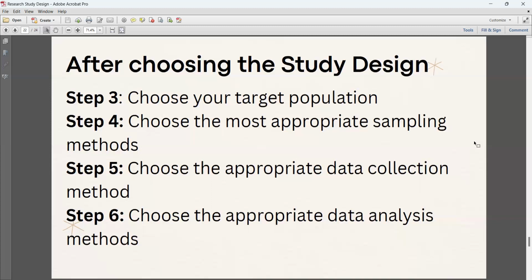This could sound a bit technical for some people. We could have inferential methods like the t-test, ANOVA, regression modeling, and many other statistical tests. So basically, these are the key things you need to look at while choosing your study design.